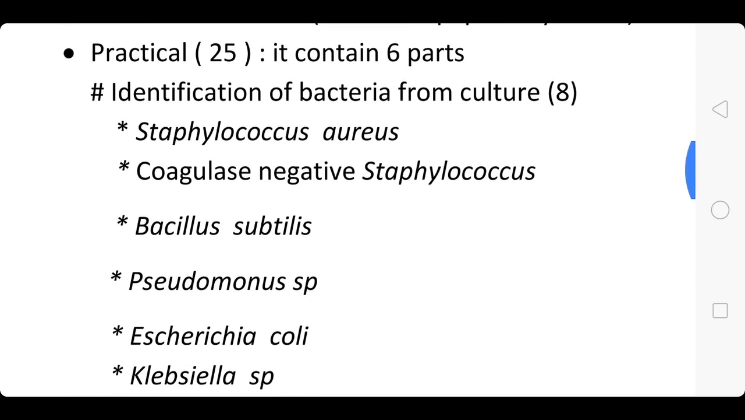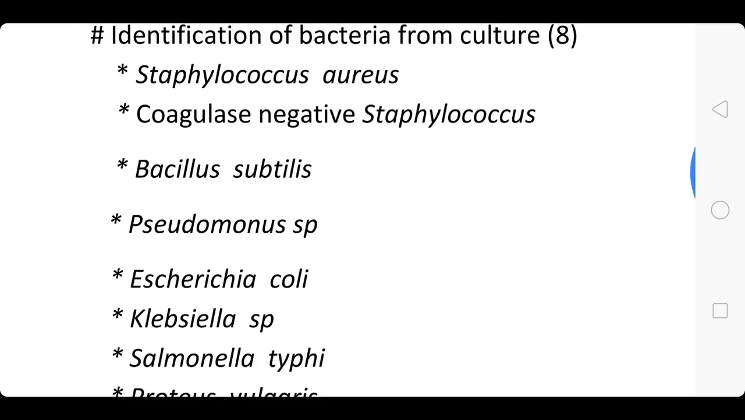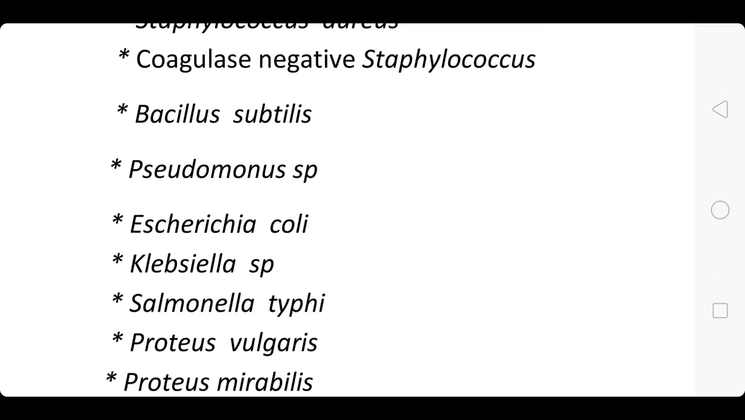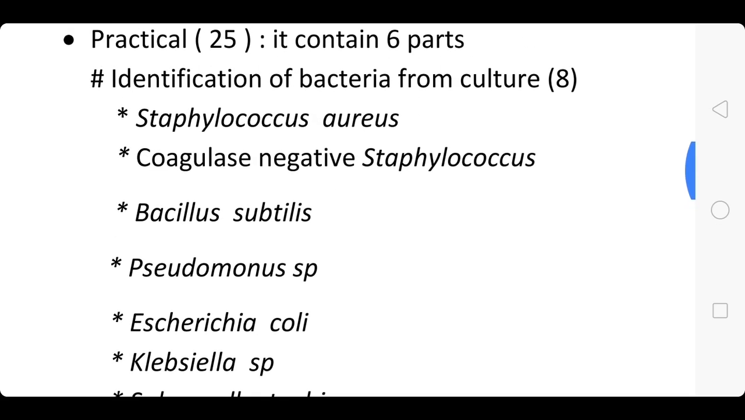It has 6 parts. The first part will be identification of bacteria from culture media. You are provided with the culture media and a microscope. You have to do gram staining, and you will be provided with equipment for a motility test and a biochemical rack if present for the corresponding bacteria. The bacteria may be Staphylococcus aureus, coagulase negative Staphylococcus, Bacillus subtilis, Pseudomonas species, Escherichia coli, Klebsiella species, Salmonella typhi, Proteus vulgaris or Proteus mirabilis. The test contains 8 marks.